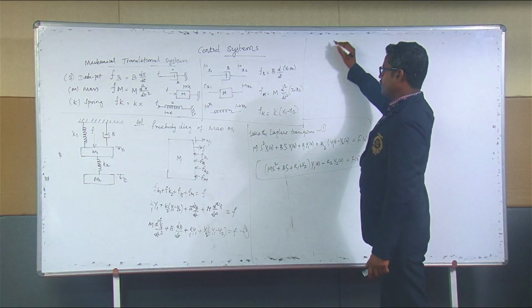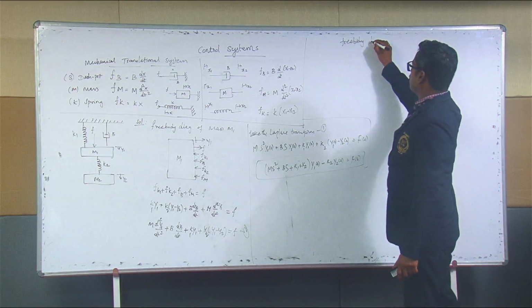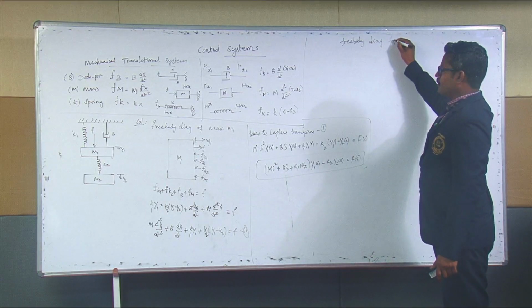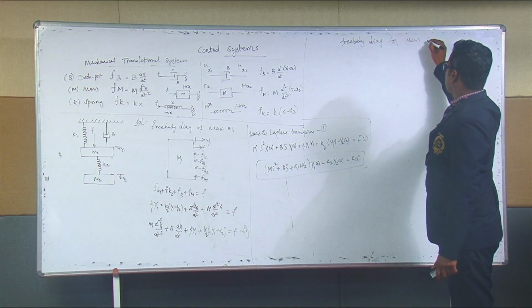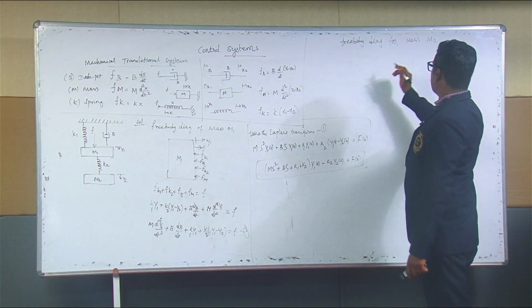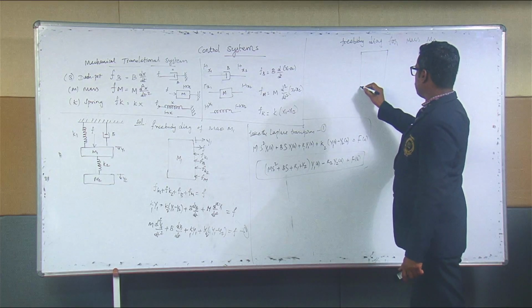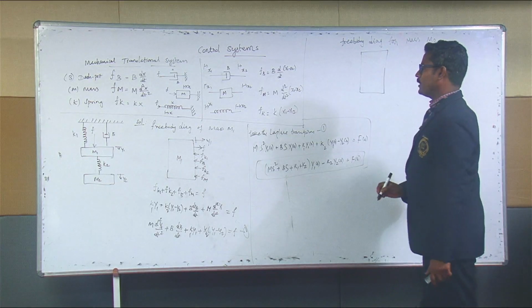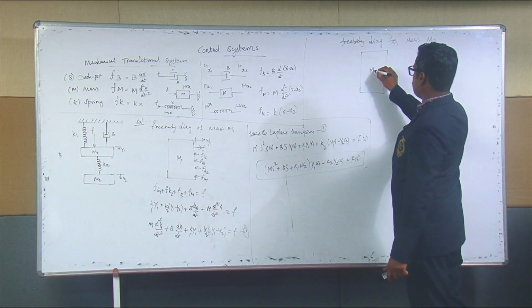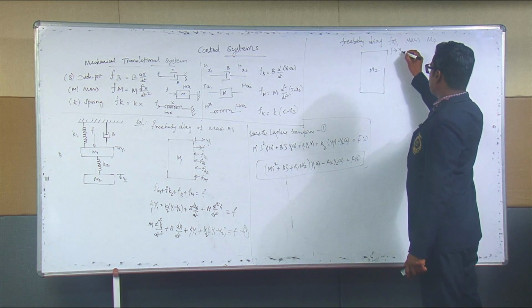Okay, so the next one is we are going to write the free body diagram for mass m2. The free body diagram for mass m2, the same way how you derived it for the mass m1, in the same way we are going to derive it for the mass m2. This is mass m2 and the displacement at this mass is y2.